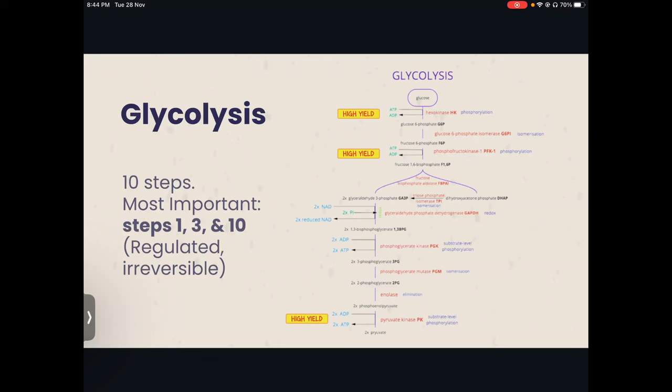So glycolysis has 10 steps, but the most important ones are steps 1, 3, and 10. These are very stressed upon in your lecture, so they are truly very high yield. The reason they are so important is because they are the regulated, irreversible steps. I'm going to explain the entire process because I think you need to understand every reaction to understand the important ones. You can't just jump to 1, 3, and 10. However, focus on the main things, but I'm going to mention every step for the sake of understanding.